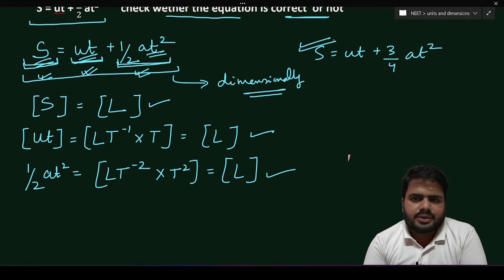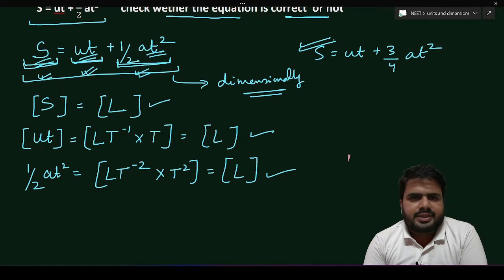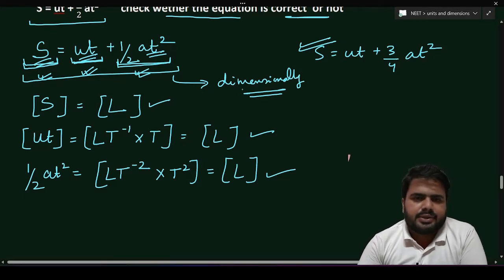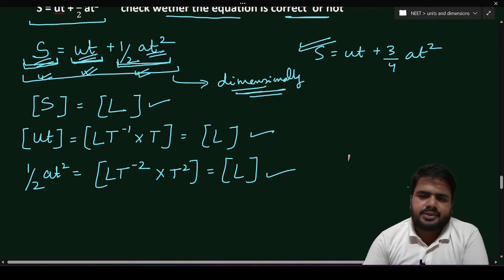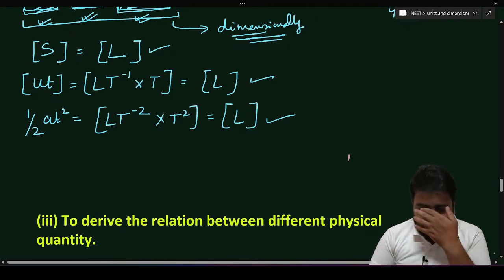But this equation, we all know, is not actually correct, or is not numerically correct, is not applicable for numericals. Okay, so while checking the correctness, we only check whether the equation is dimensionally correct or not. So at the end you must write: the given equation is dimensionally correct. Okay, now this is about the second application.